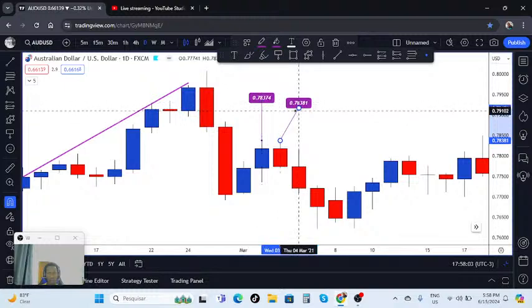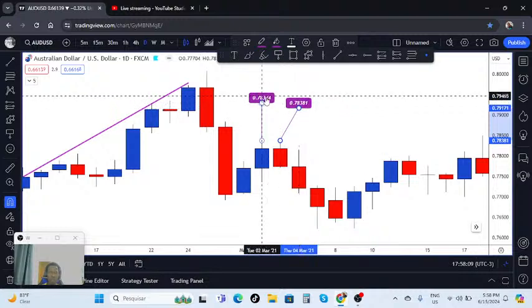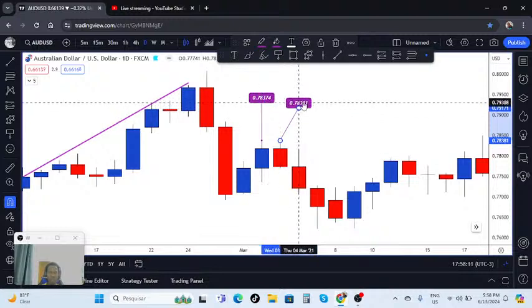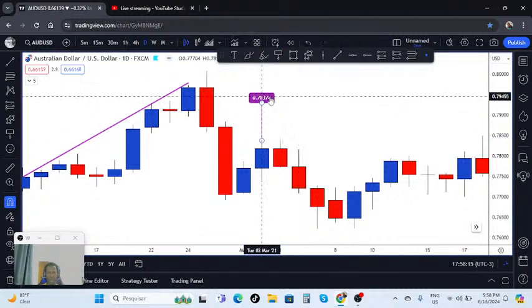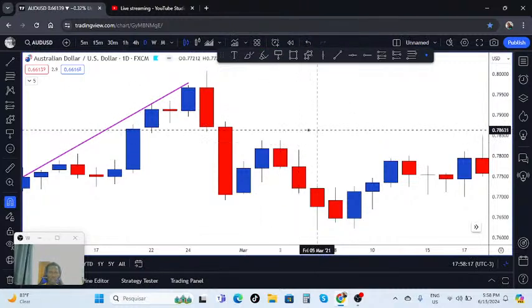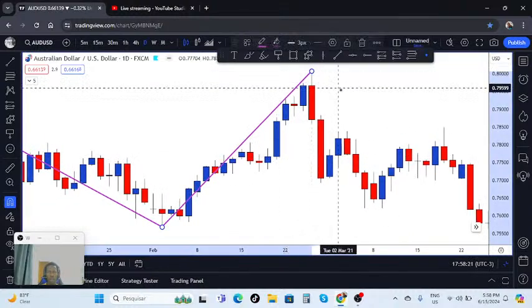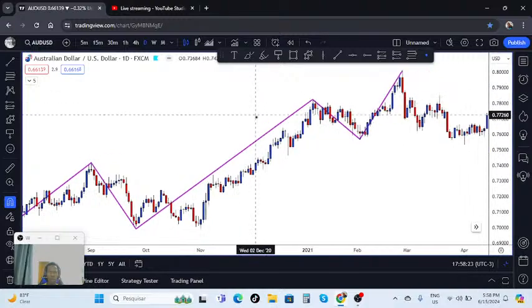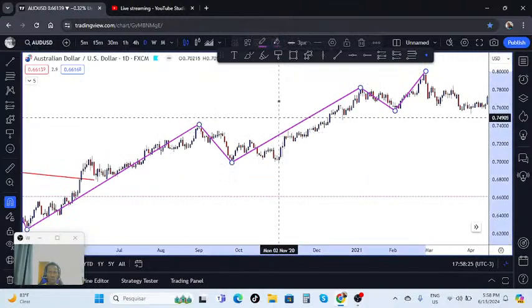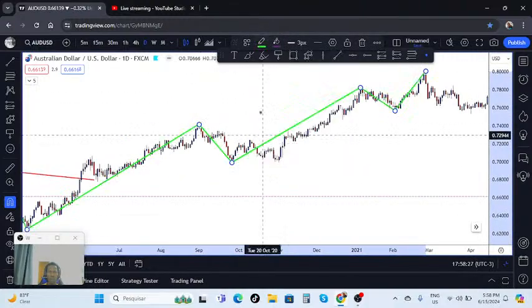0.7837, 0.7838. So this is 374. This one is 384. So this is higher, which means we have a short-term downtrend here. This candle is higher than this candle, so we have a short-term downtrend here. Okay, so change color to green.